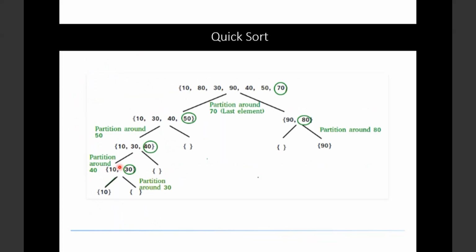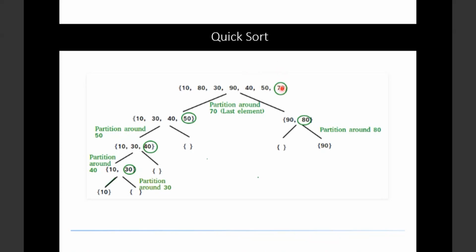Next is quick sort. Quick sort is a divide and conquer algorithm. It picks an element as a pivot and partitions the given array around the picked pivot. For example, we have 70. So this 70 is your pivot. So what happened here is, let's take this value as your focal point, or pivot point.